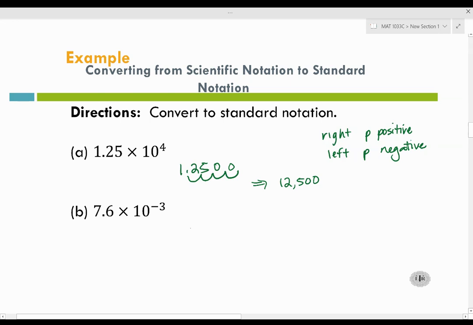All right, let's try B. B has 7.6 times 10 to the negative third power. Our conversion steps tell us that if our exponent is negative, we're going to move the decimal to the left, and we're going to move it 3 places. So I'm going to have 1, 2, 3. I'm going to place the decimal there and fill in with zeros. So my new number is 0.0076. That's how you convert numbers from scientific notation to standard, and from standard to scientific. Cool.